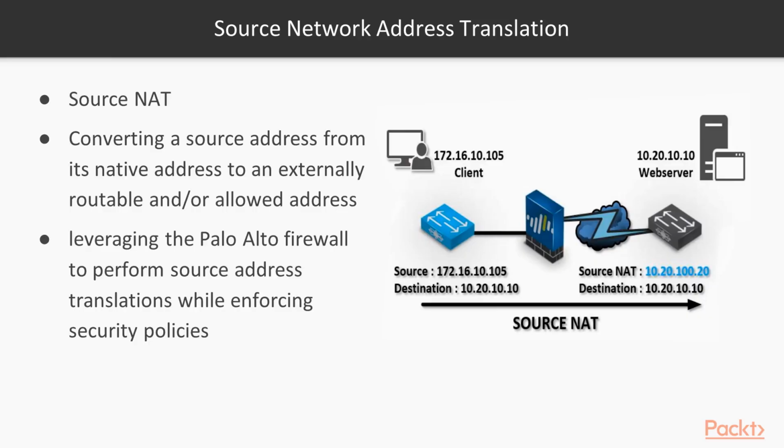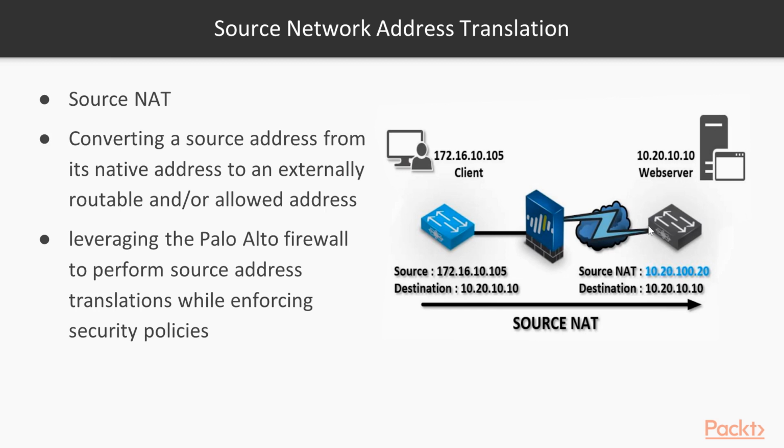Source NAT. Okay everyone, in this video we're going to take a look at how to configure source NAT on our Palo Alto firewall. The reason why you want to do source NAT is that you have your source address. In our case, if you can take a look here at our slide, we have a client that is sitting on the 172.16.10 network. He needs to reach a web server that is on a site-to-site tunnel.